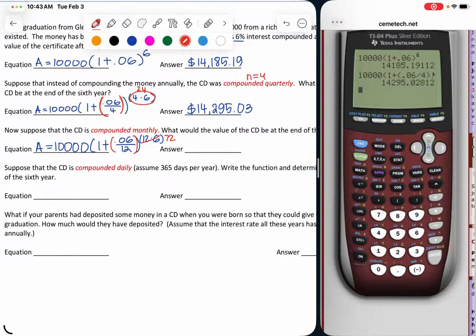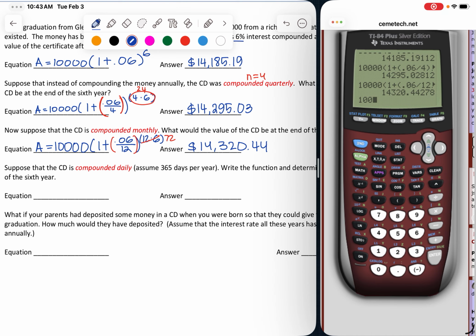72. Okay, so 10,000 times (1 plus (0.06 divided by 12)) to the 72nd power. Once again, I could put 12 times 6 in my calculator. It's not a big deal. All right, $14,320.44. Now, I haven't tested in a few years what happens if I don't do that double set of parentheses.